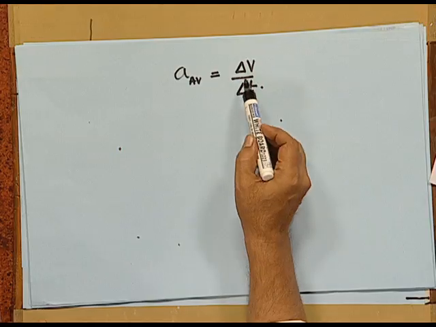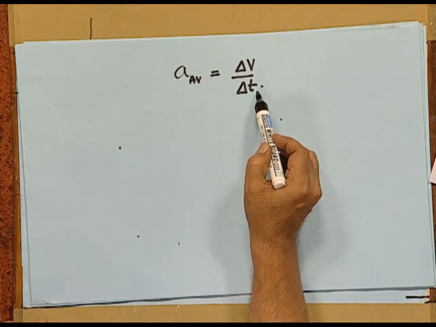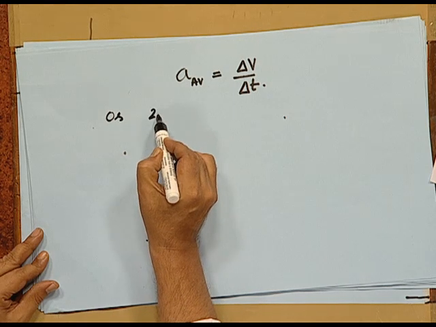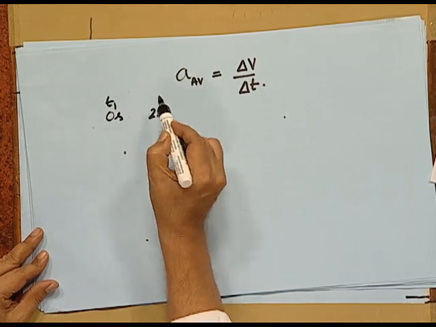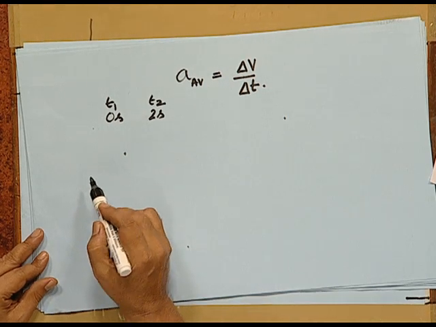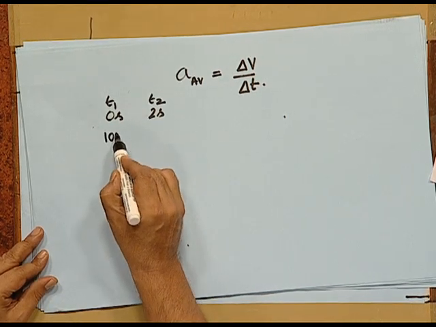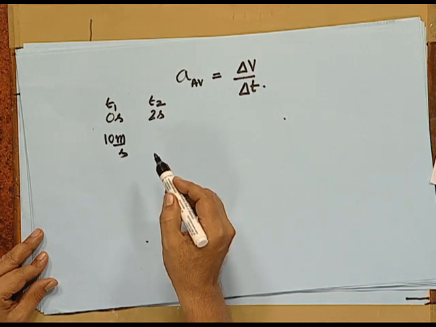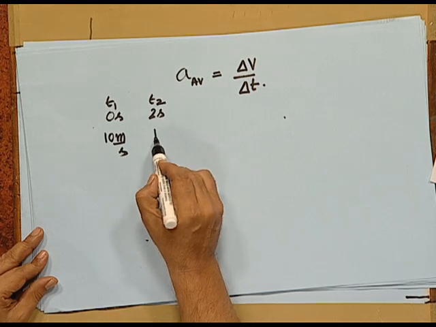Now, having defined average acceleration as change in the velocity in the interval delta t, let us do the calculation for some of the average acceleration cases. In the interval say 0 to 2 seconds, let us take t1 as 0 seconds and t2 as 2 seconds. The velocity corresponding to t1 equal to 0 seconds is 10 meters per second and the velocity corresponding to the time t2 equal to 2 seconds is 18 meters per second.